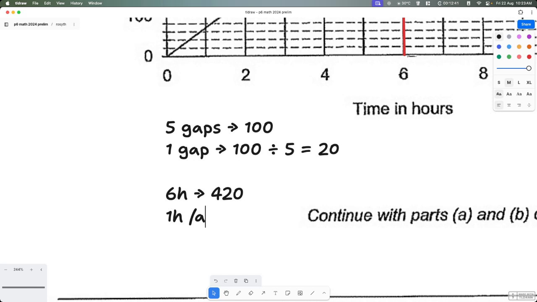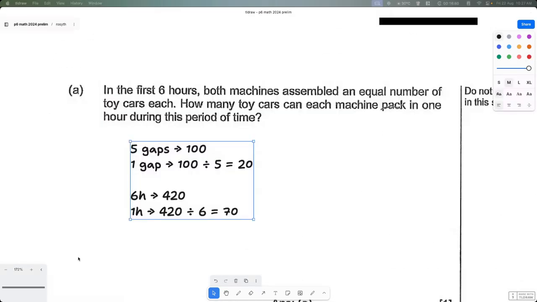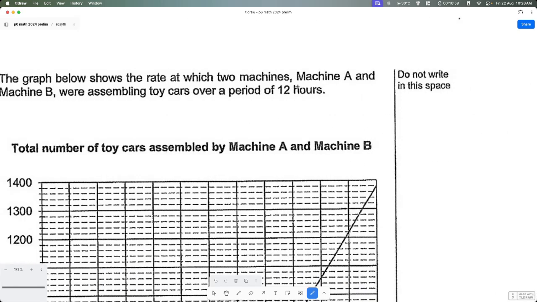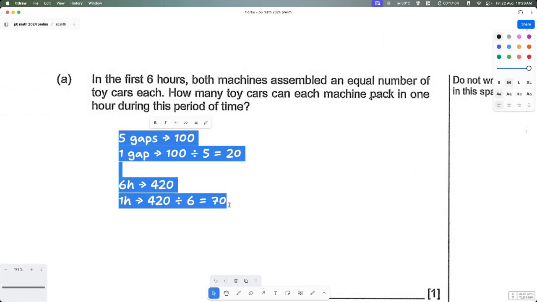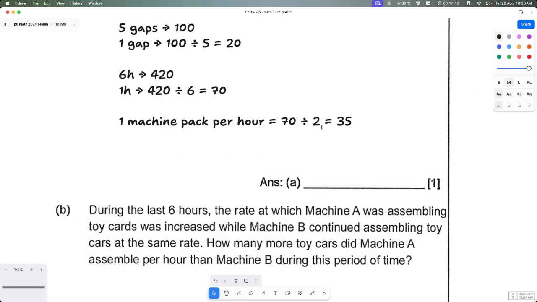Then 1 hour is equal to 420 divided by 6. This will give us 70. Okay, there you go, so that's your answer. The thing is, we have two machines, right? In the question here, two machines were packing 70. So one machine packs per hour 70 divided by 2, which is 35. So that means it's 35 toys per hour.